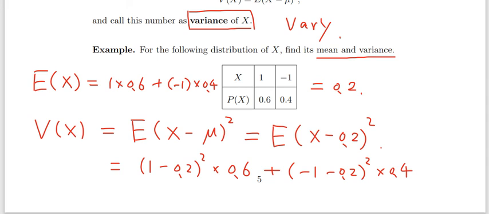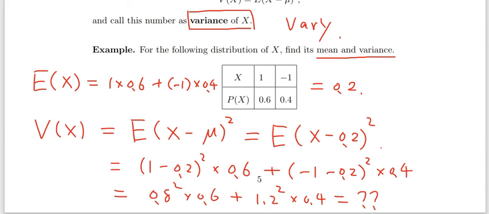Then we just need a little bit of calculation. So we can put this into the calculator. There's 0.8 squared multiplied by 0.6, and then here's 1.2 squared, right? Multiplied by 0.4. So using the calculator, we can find this number. So this number is the variance.